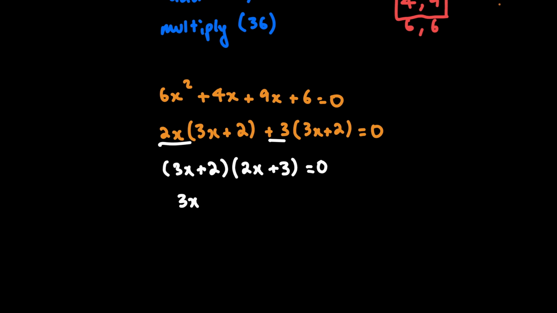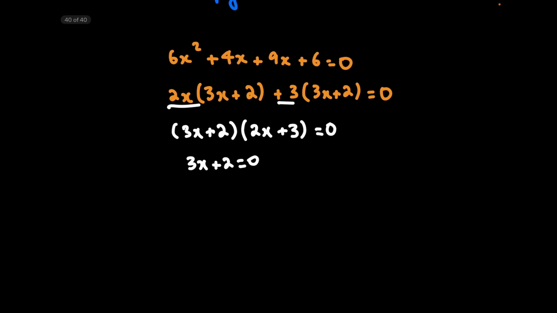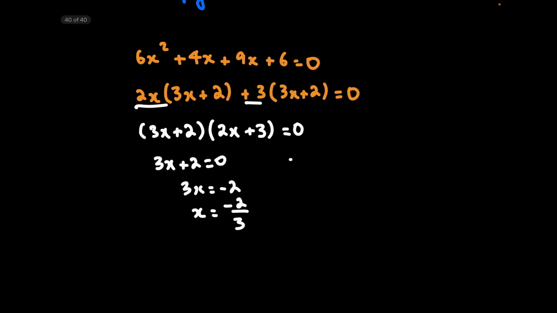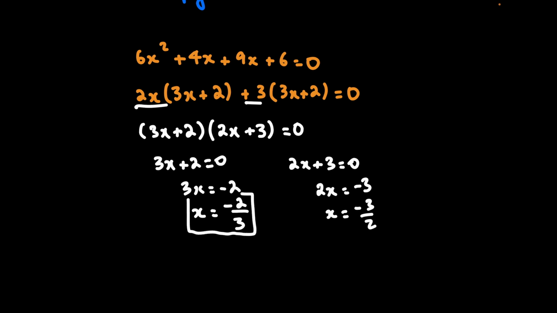So in this case, 3x plus 2 equals 0, in which case, we'll take it slow, 3x equals minus 2, in which case x is simply equal to minus 2 over 3. Or we can say 2x plus 3 equals 0, in which case 2x equals minus 3 and x equals minus 3 over 2. So these are your two solutions for this non-monic quadratic, and that's how you use splitting the middle term.